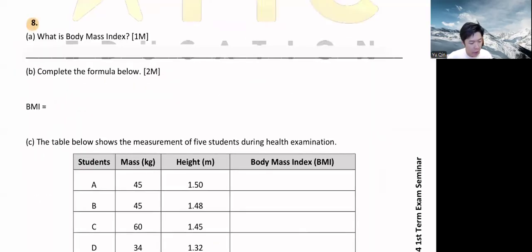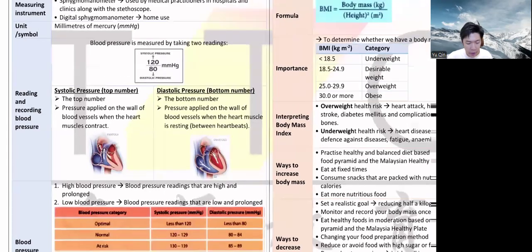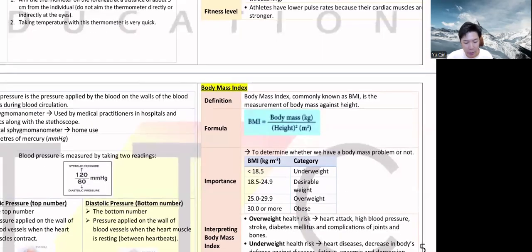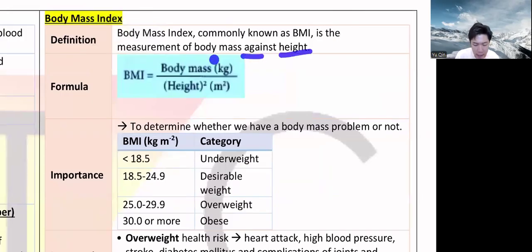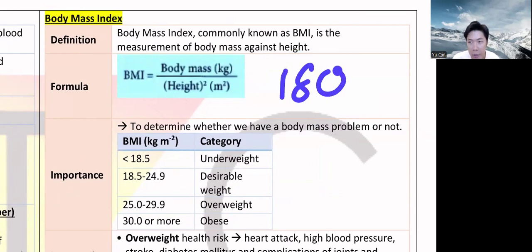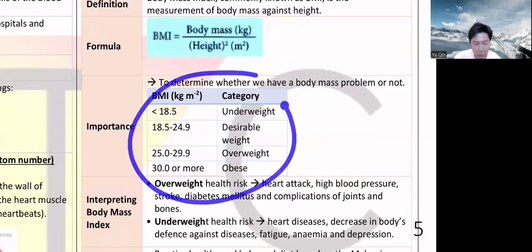BMI. Okay, very simple. It's just a little calculation going on. So BMI is actually body mass over height squared. Body mass against height. So height must be in meters, but squared. Let's say if you're 1.8 meters, then it'll be 1.8 meters squared. Okay, so this is the reference.